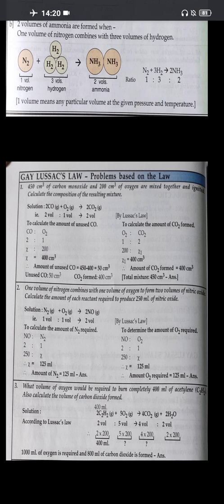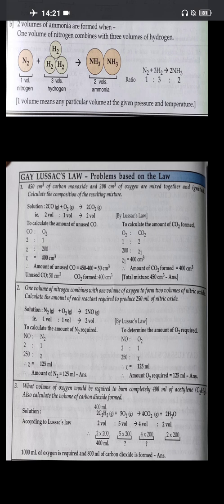Now look at question number 3. What volume of oxygen would be required to burn completely 400 ml of acetylene? Acetylene is C2H2. Also calculate the volume of carbon dioxide formed. It is the same as the ones that we have discussed, 1 and 2. And here also you have to write the balanced equation.